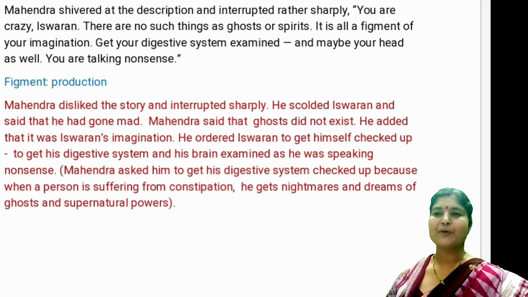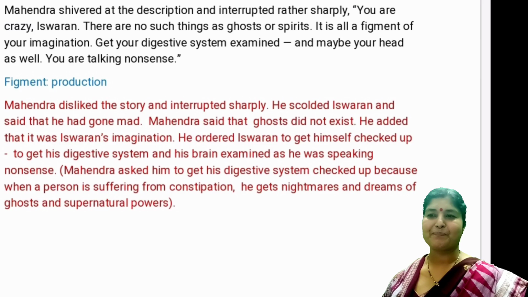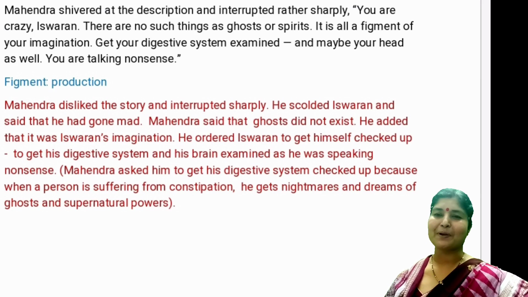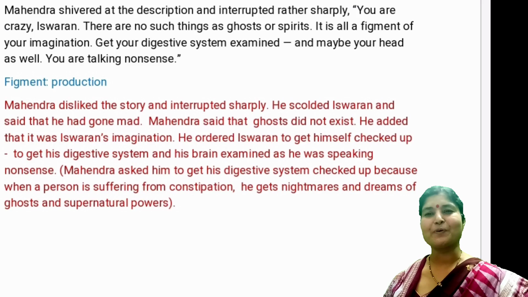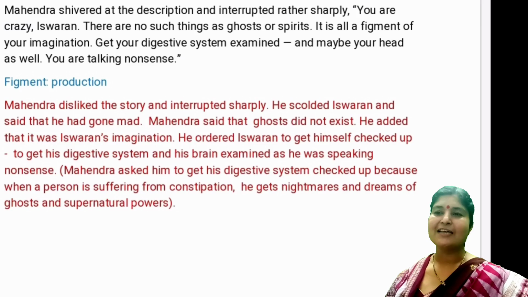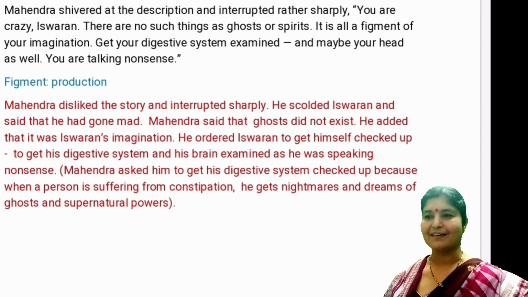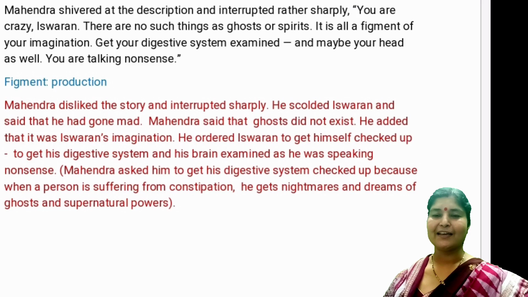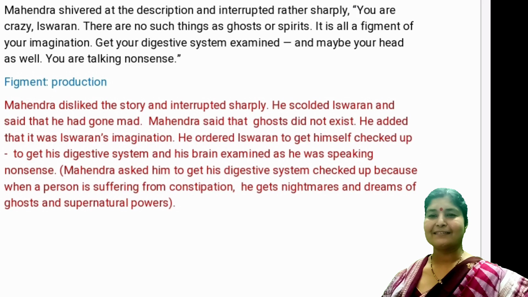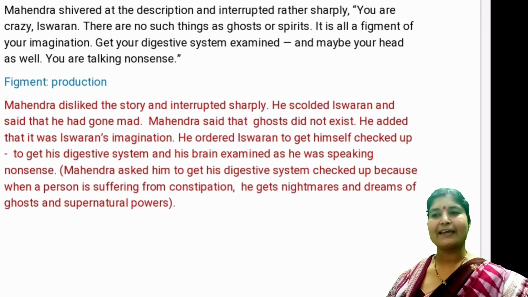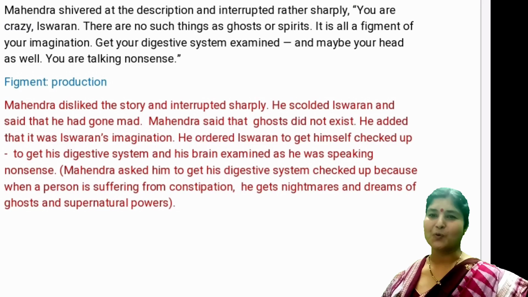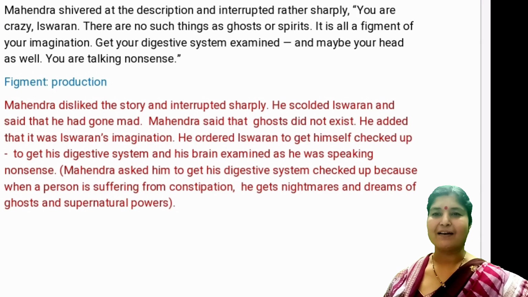Mahendra asked him to get his digestive system checked because when a person is suffering from constipation, he gets nightmares and dreams of ghosts and supernatural powers. Now you understand why he said you need a checkup of your digestive system? Those who suffer from constipation get nightmares and dreams of ghosts and supernatural powers. Understood? So let us go to the next paragraph of your book.